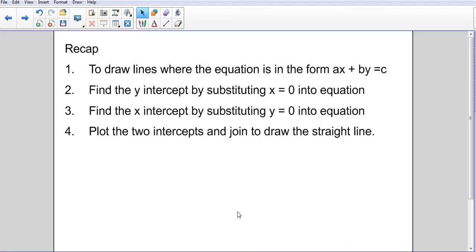Then we find the x-intercept by substituting y equals 0, and then we've got our two intercepts. Because we know it's a straight line, we only need 2 points. We can join those intercepts, and there's our straight line. And that's that.